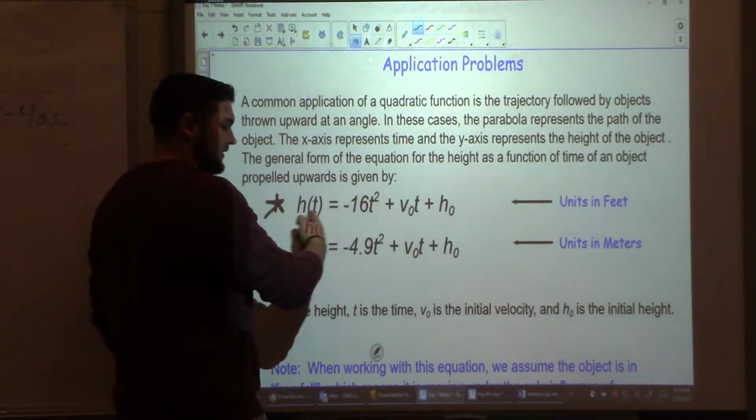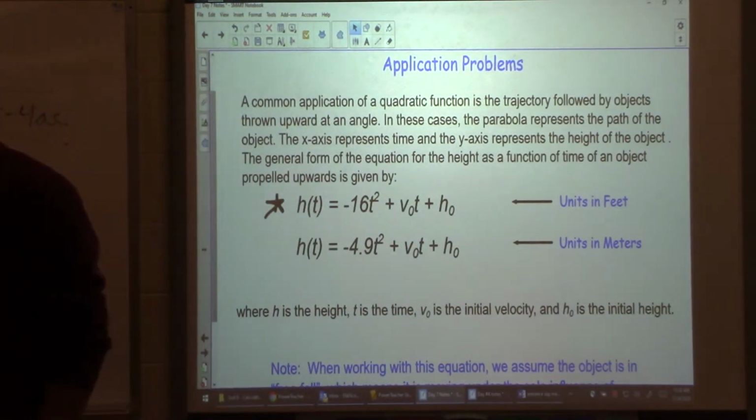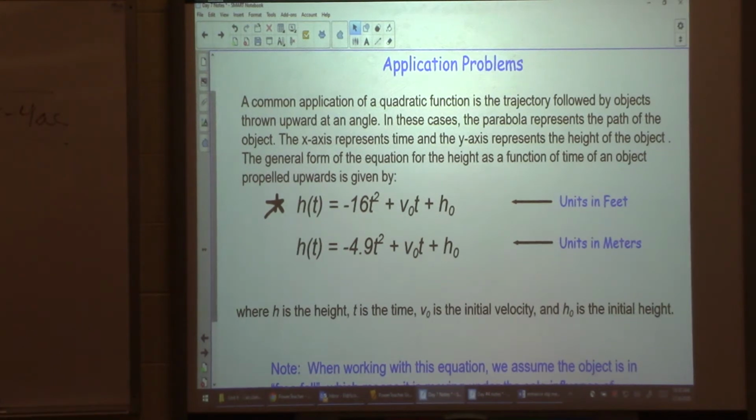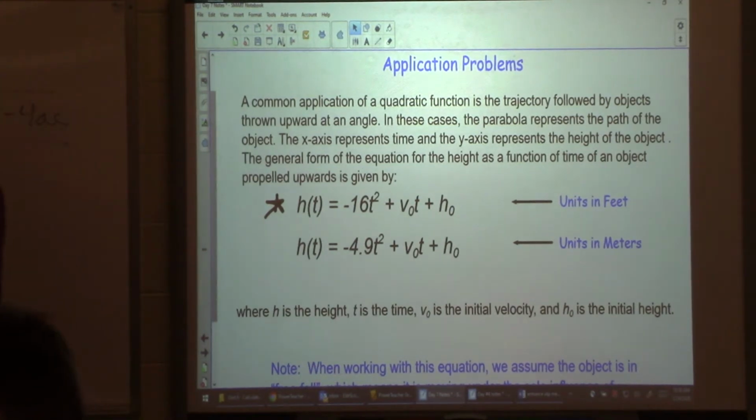Now, like I said, that formula will be given to you every time we do an application problem. With that formula, negative 16t squared plus v sub 0 t plus h sub 0, v sub 0 stands for initial velocity. H sub 0 stands for initial height. Most of the time they'll be filled in for you, but sometimes you need to fill that in.